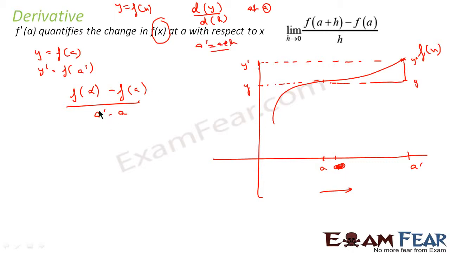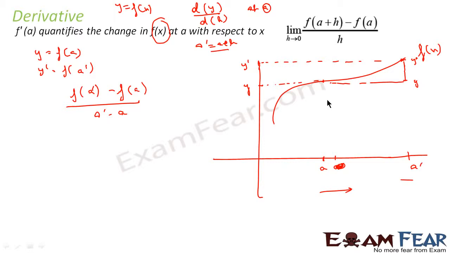What I'm trying to do is find the rate of change of this function with respect to this value. So this value will come out to be (f(a') − f(a)) / (a' − a). That is how it is. The rate of change of the input is a' − a, and the rate of change of the output is y' − y, which is nothing but f(a') − f(a).